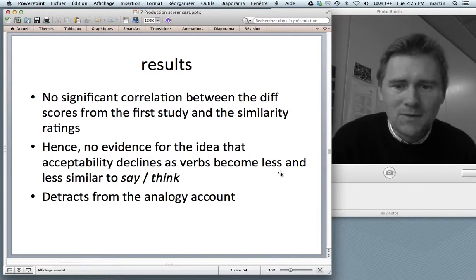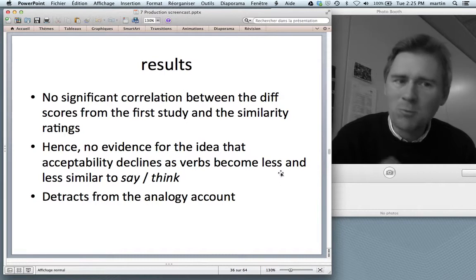But, of course, Eva Dabrowska did some follow-up studies that show that there really is further evidence for the analogy account. So go to her webpage if this interests you, and download the papers and check this out, because it's really, really interesting stuff.